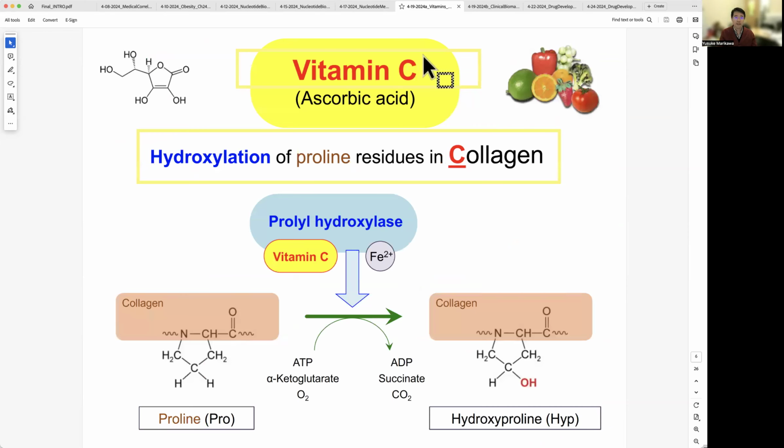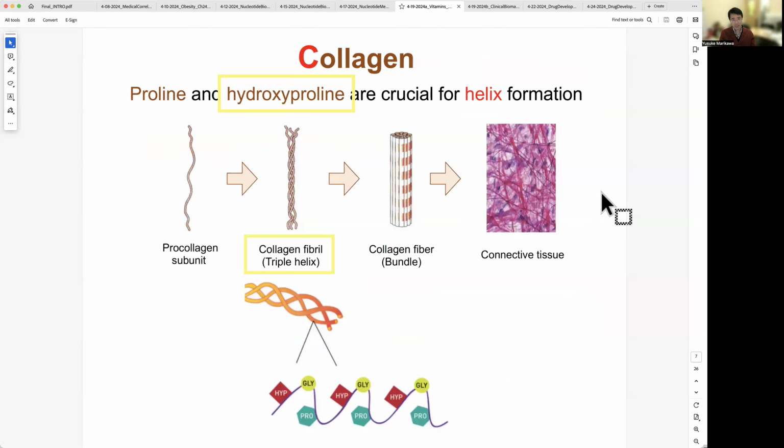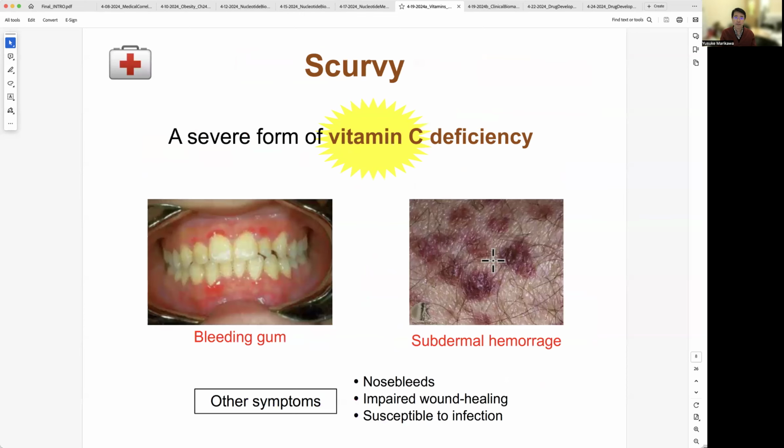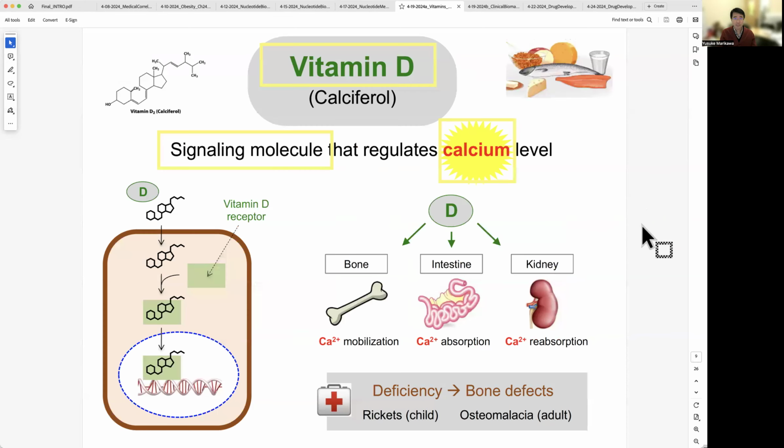Vitamin C, make sure to connect vitamin C and collagen hydroxylation, the hydroxylation of proline residues in collagen. So the yellow boxed those two things. Definitely need to know vitamin C is essential for hydroxylation of proline in collagen. And this hydroxylation is essential to make the collagen fibril, the triple helix. That's the foundation of this very robust connective tissue. You probably know about this, but probably there won't be a question about this.